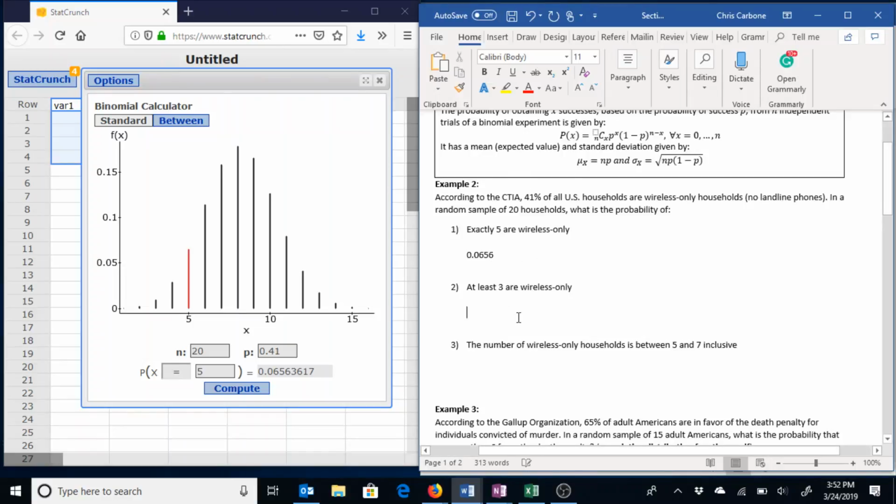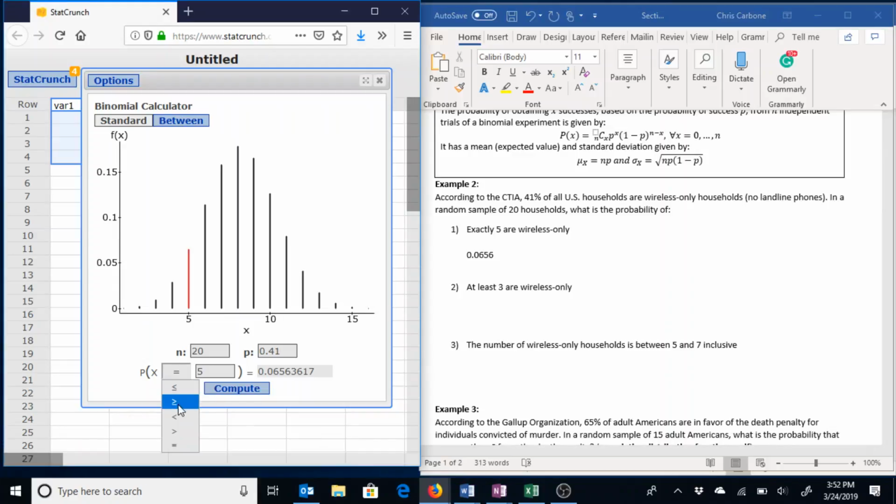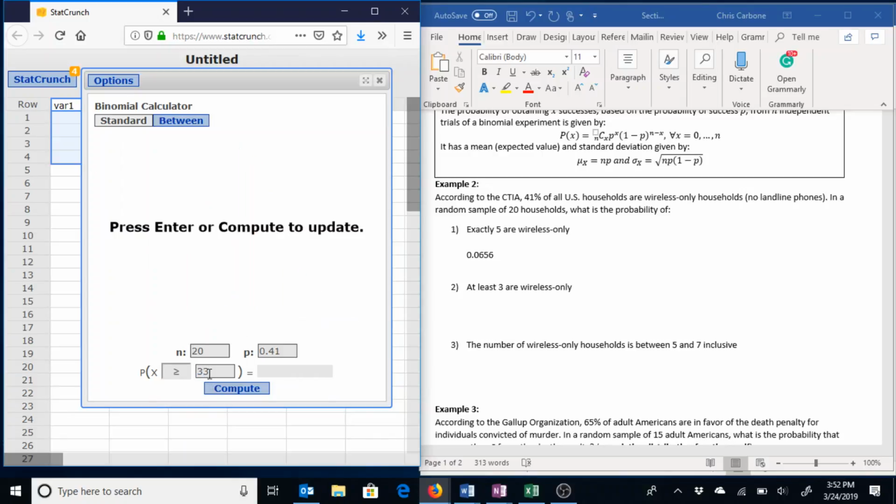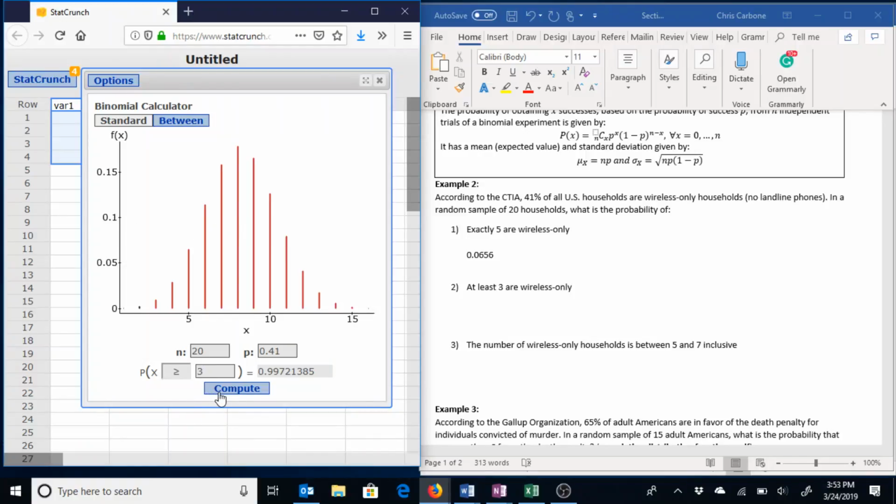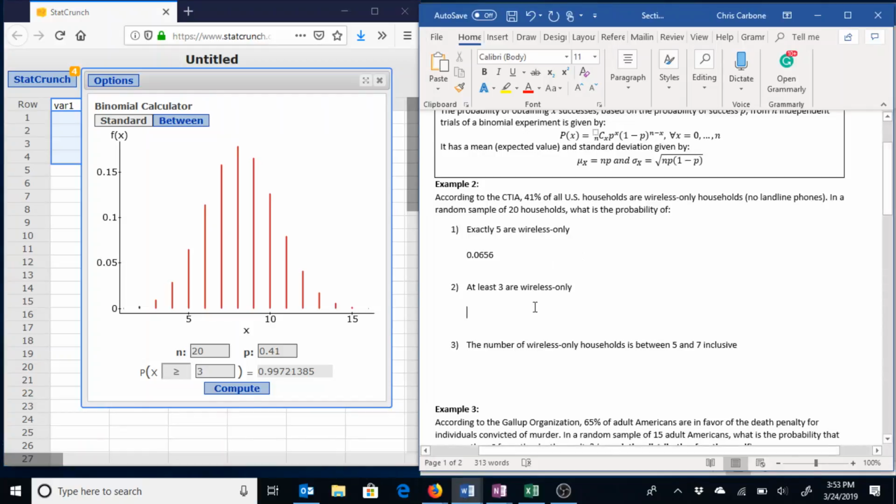For the at least 3, now the way that we would compute that was 1 minus... Well, actually, we don't need to do that, specifically. For the at least 3, that would be when it's greater than or equal to 3. That we could just compute here instead. Whoops. 3. We could just compute that instead in StatCrunch. For at least 3, that value, which, as we did during class, is 0.9972.